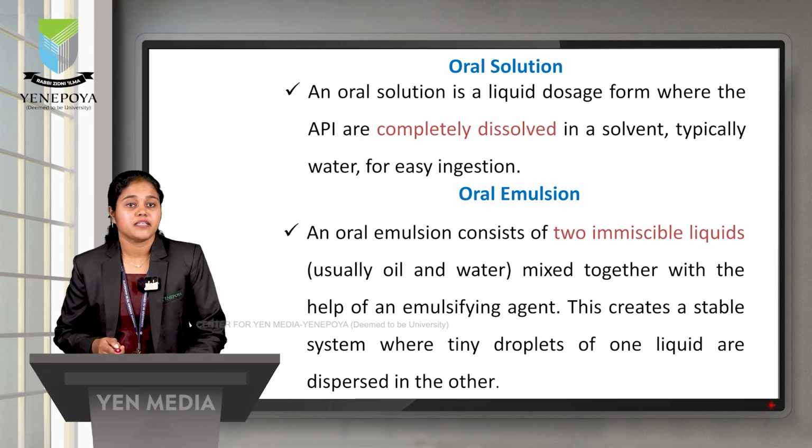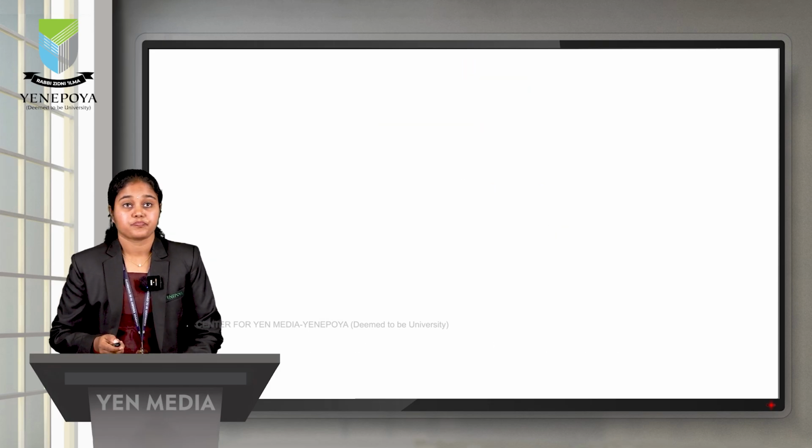For example, it contains one oil, one water. Now, in the usual case oil and water will not mix, but to mix that we are going to add an emulsifying agent. So, this is the main role of the emulsifying agent: mixing oil and water together and coming up with the emulsion.